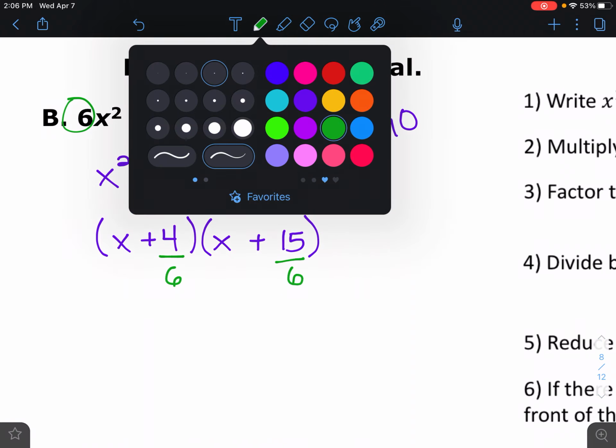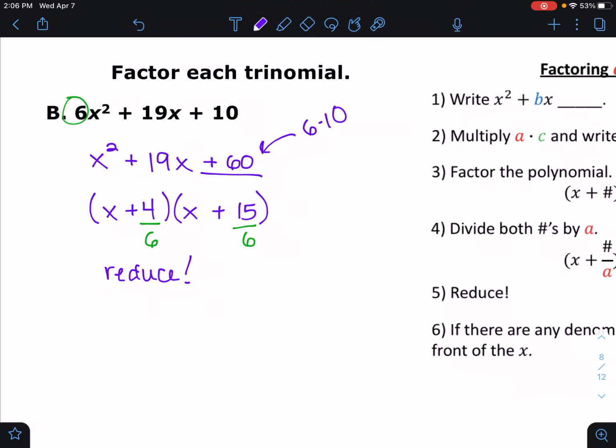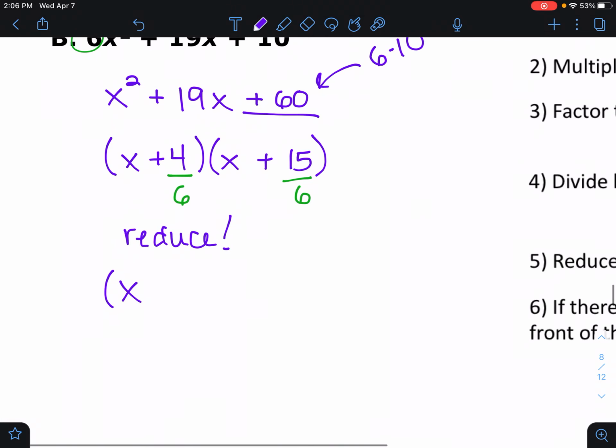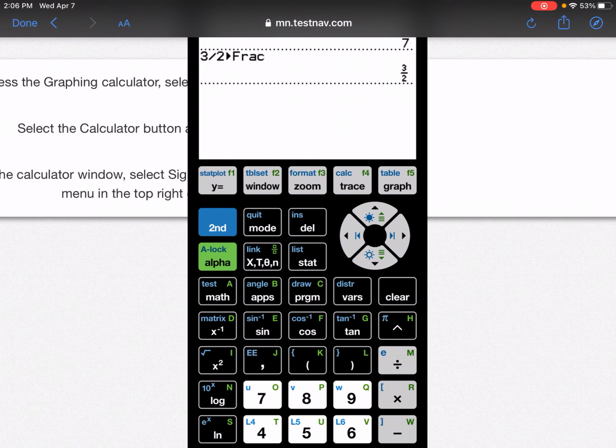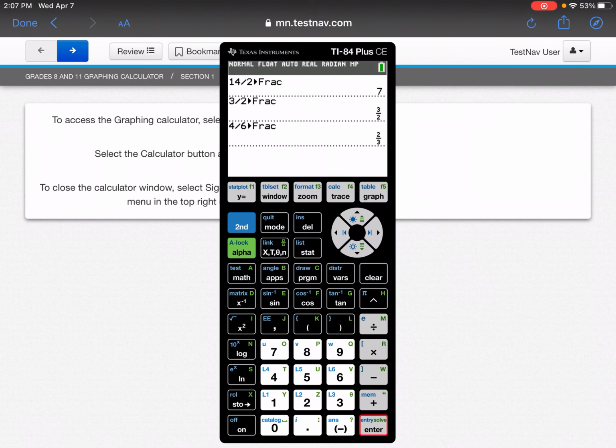Okay, and now I'm gonna reduce. So don't forget this step. Actually, I should maybe even write that. Reduce. I like to just, that's step 5, right? I wanna make sure that you do this. So I'm going to reduce 4/6, and then the other one is 15/6. So I'm gonna use my calculator. 4 divided by 6, press the math button, enter a couple of times, I get 2/3, okay?